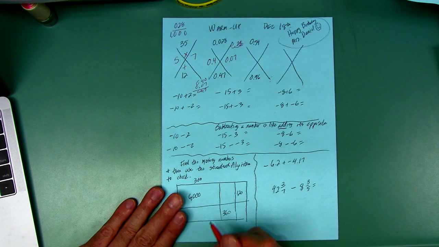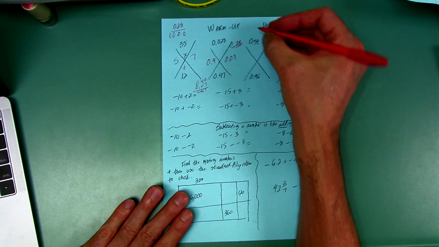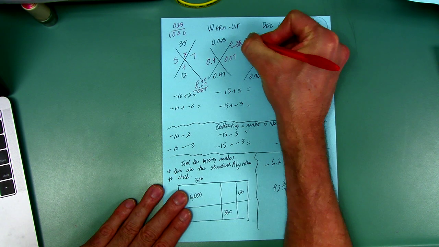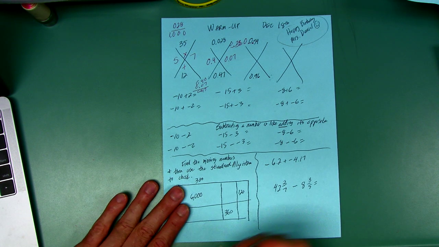Same idea here. Here I got 54. Uh-oh, I messed up. Let's go ahead and put the decimal there. Pretend that one's not there. 54 thousandths and 96 hundredths.